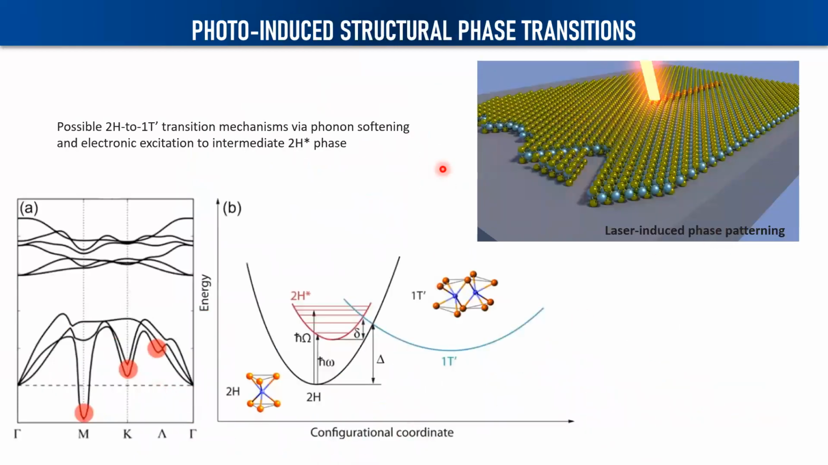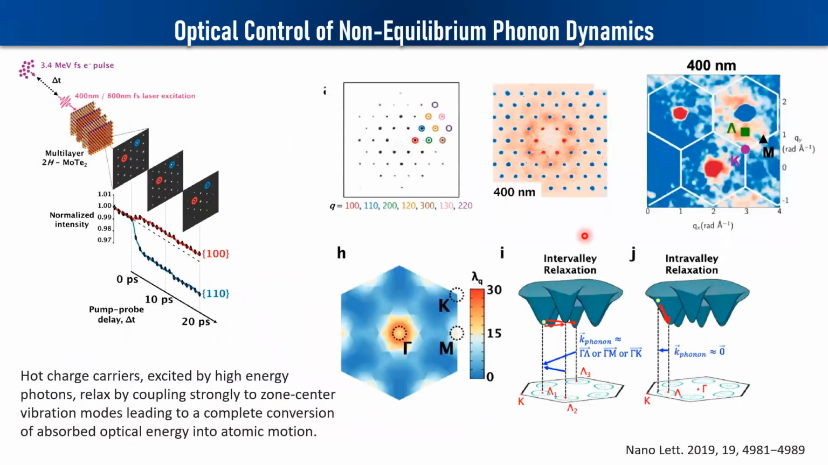So the idea here was, we wanted to study photo-induced structural phase transition, so that later on you can use laser-induced phase patterning for these 2D materials. This was done initially for the MoSe2 system. And later on, we have also done these experiments for a molybdenum telluride system.